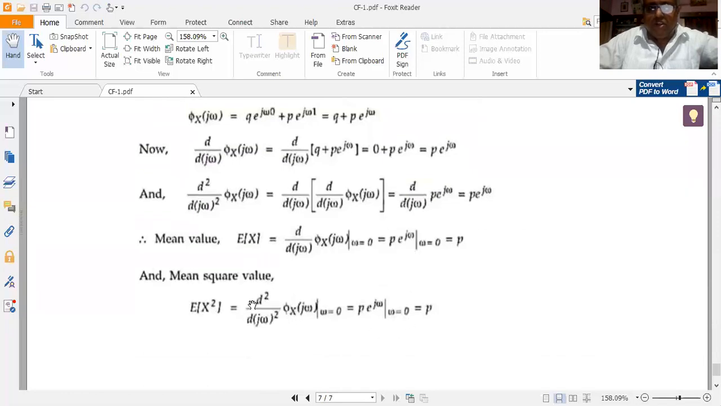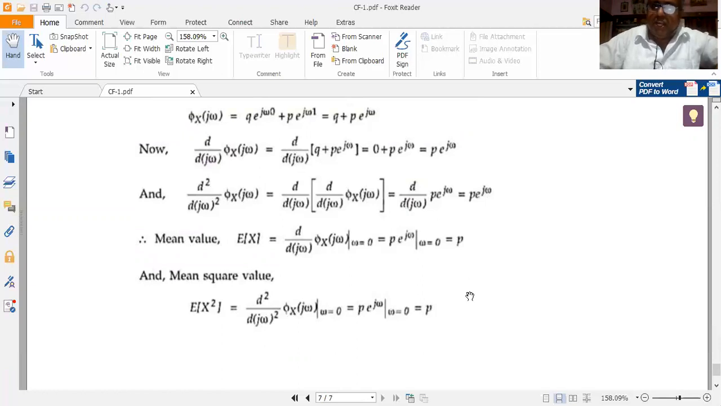Okay, now I have to find the mean squared value. Mean squared value is E of x squared, nothing else. So E of x squared is obtained by substituting omega is equal to 0 into the second derivative expression. So put omega is equal to 0. So I get p e to the power of 0, equal to p exponent 0, which is equal to p into 1, equal to P. So this completes the solution of the problem.